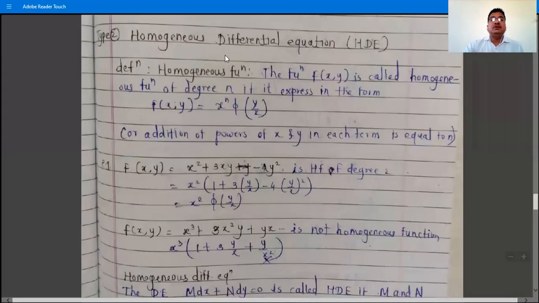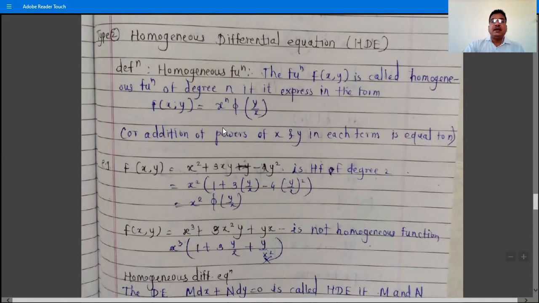Second type is homogeneous differential equation. So first is the definition of homogeneous function. A function f(x, y) is called a homogeneous function of degree n if it can be expressed in the form f(x, y) = x^n φ(y/x), that is, x raised to n times some function of y by x.